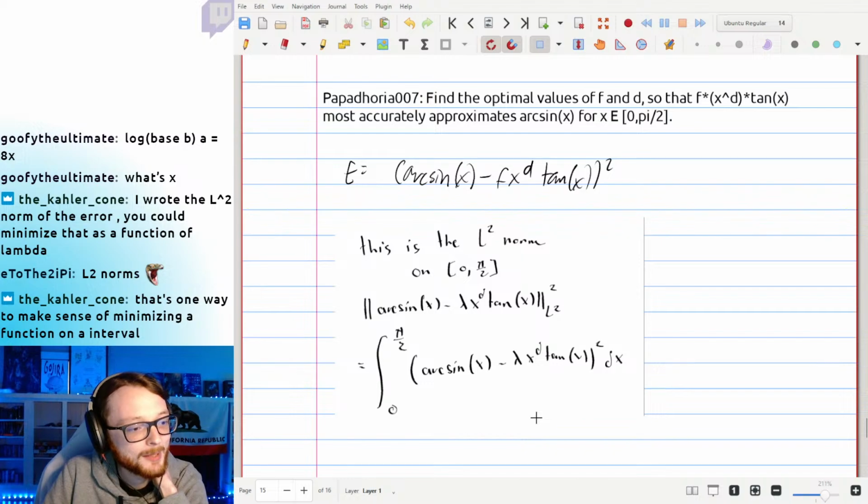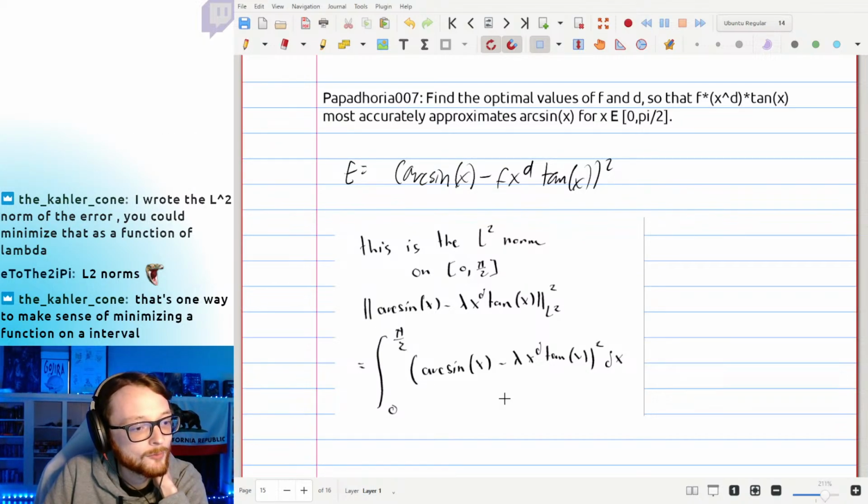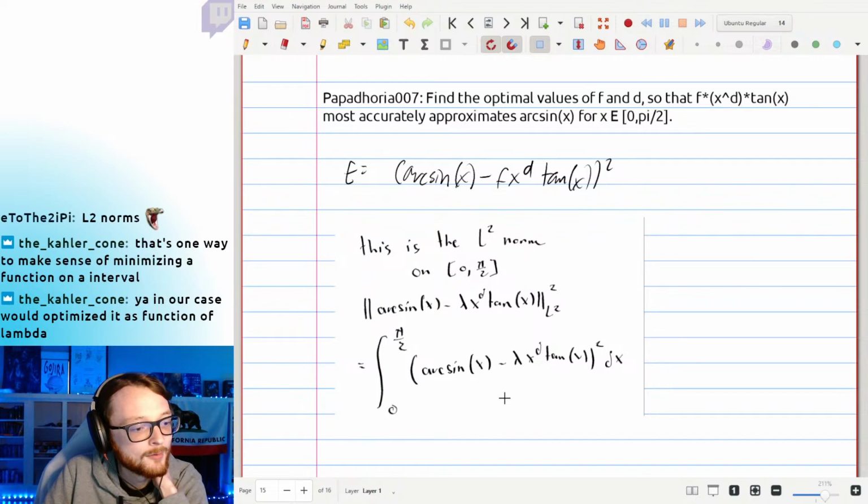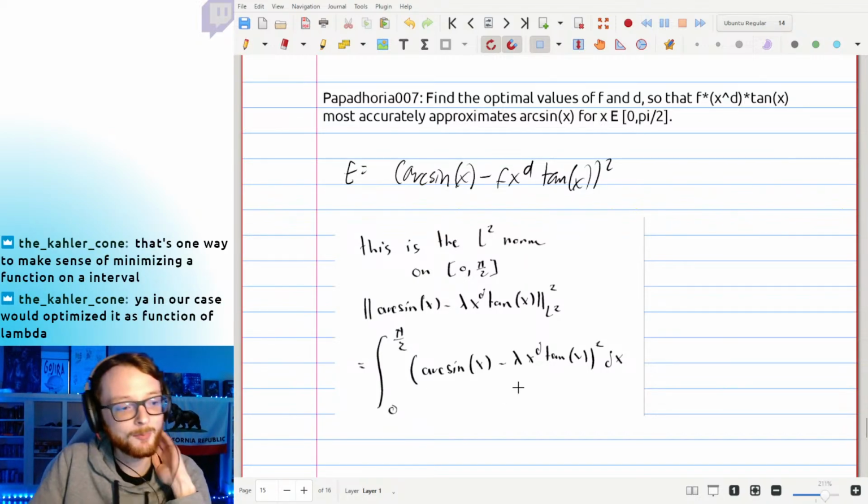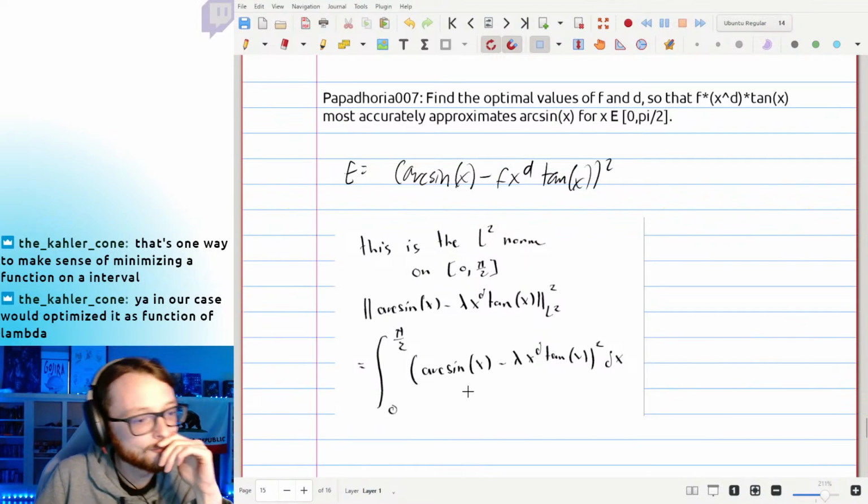Goofy the Ultimate asks: log base b of a equals 8x. What's x? So log base a of b equals x squared. Let me talk about Goofy the Ultimate's question about logs.